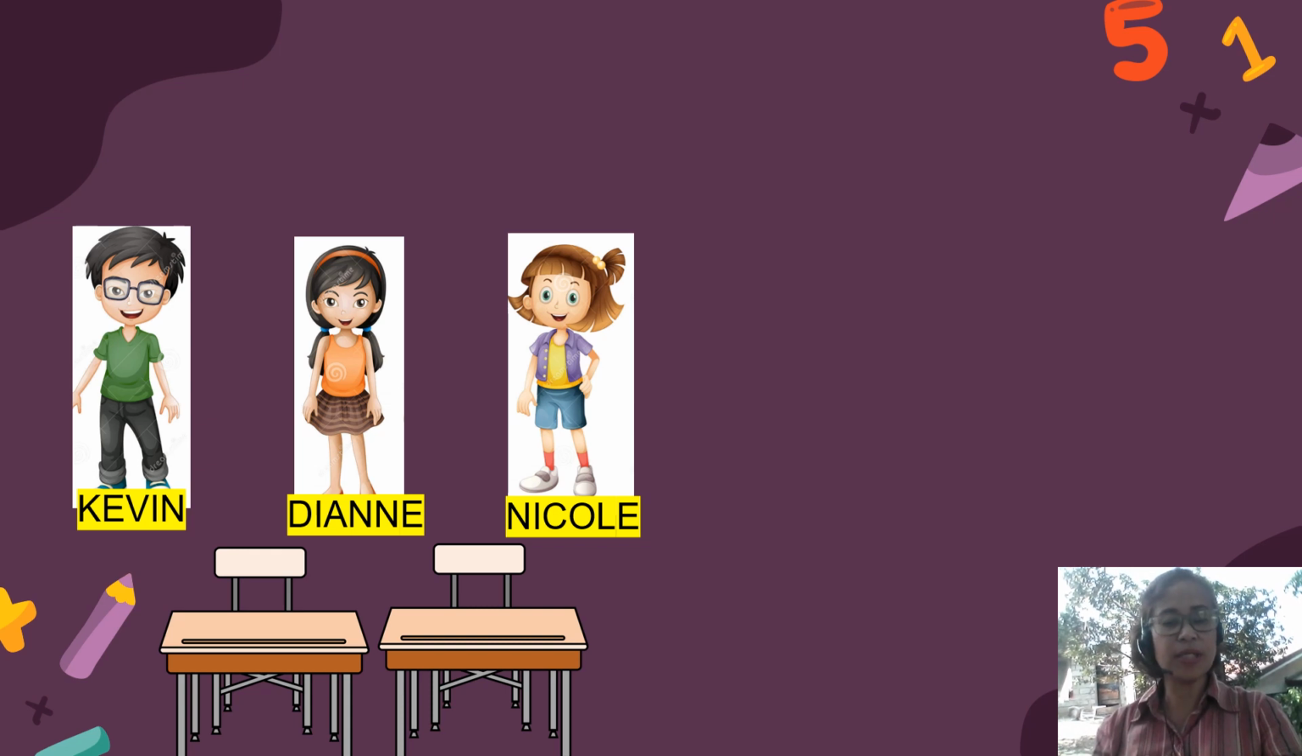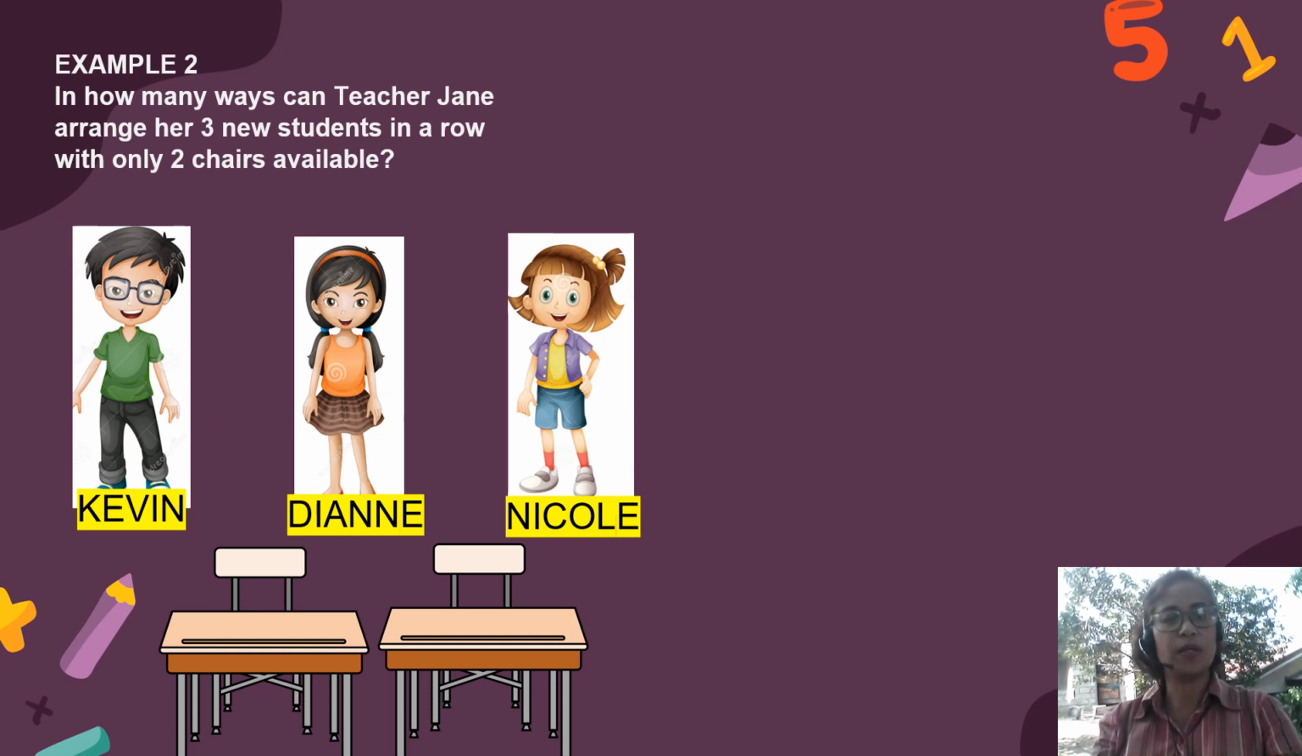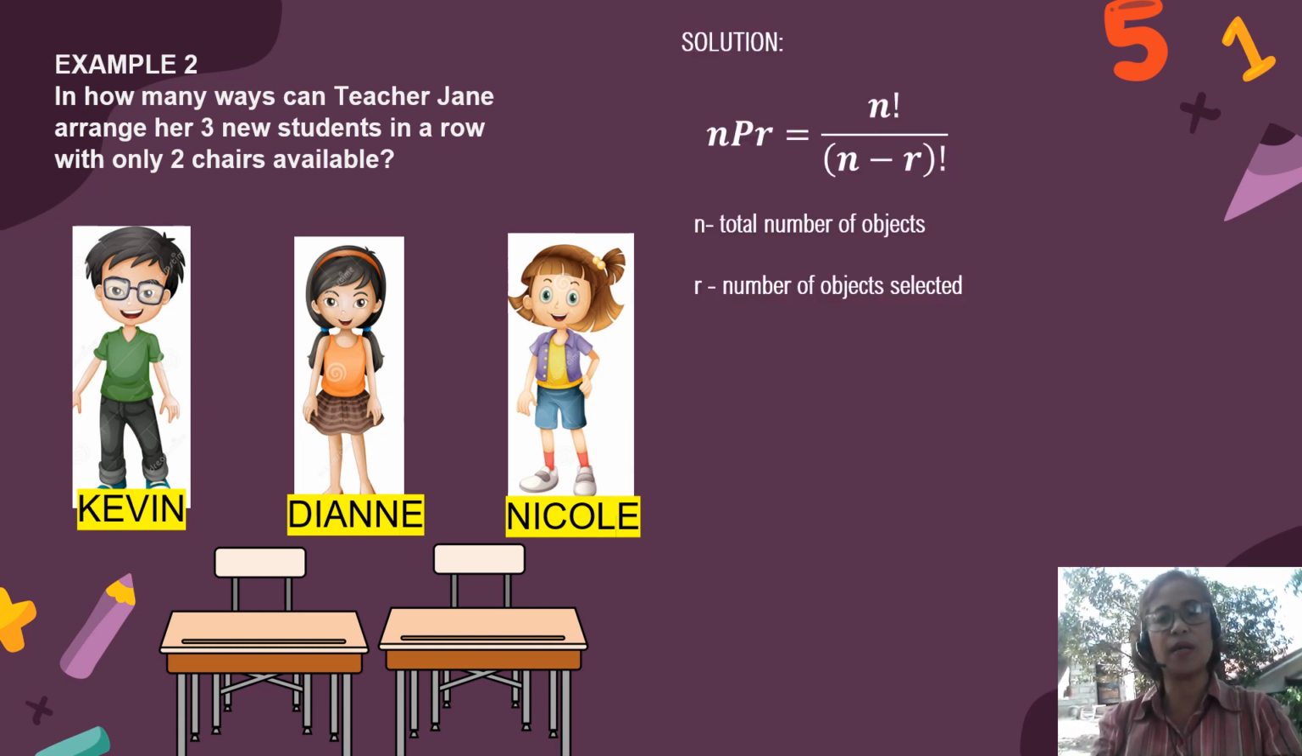Now, moving on to example 2, what happens if we reduce now the number of chairs? So, in how many ways can Teacher Jane arrange her 3 new students in a row with only 2 chairs available? So, I have here Kevin, Diane, and Nicole, but there are only 2 chairs available. So, let's use again the formula nPr is equal to n factorial divided by the quantity n minus r closed quantity factorial.